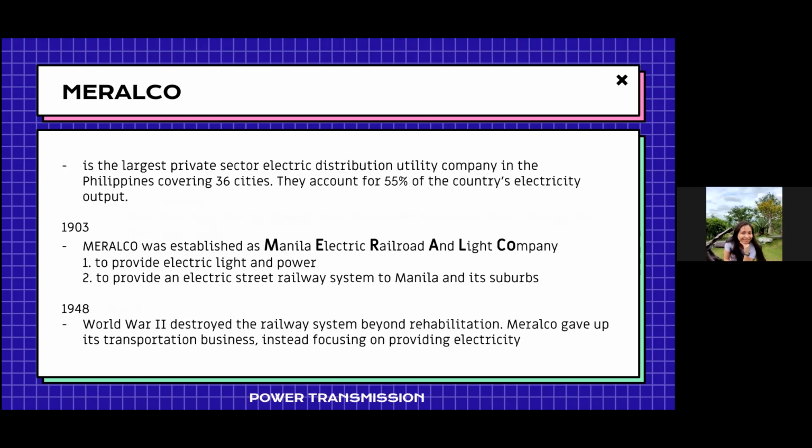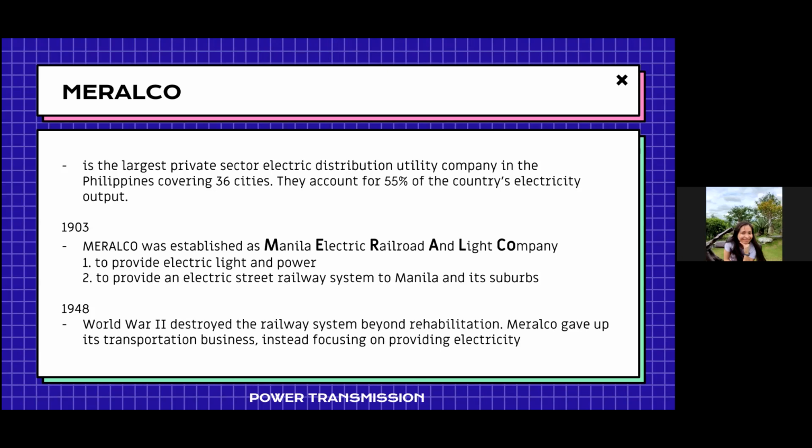According to their website, Meralco is the largest private sector electric distribution utility company in the Philippines, covering 36 cities. They account for 55% of the country's electricity output. In 1903, Meralco was established as the Manila Electric Railroad and Light Company, providing service true to its name: 1, to provide electric light and power, and 2, to provide an electric street railway system to Manila and its suburbs.